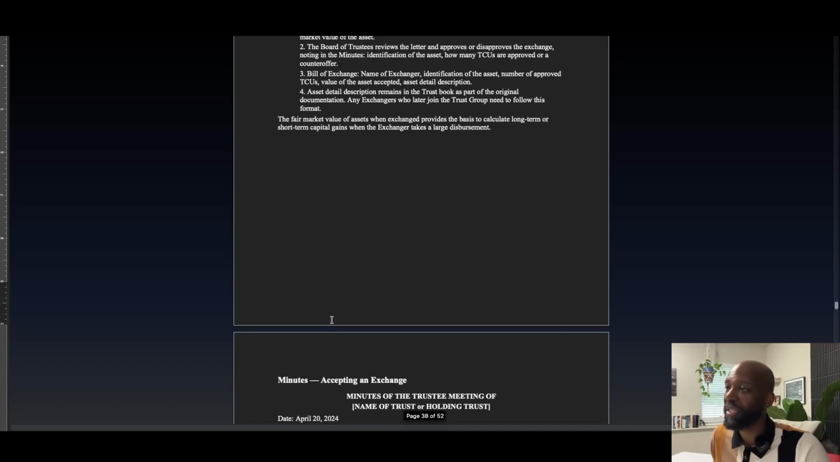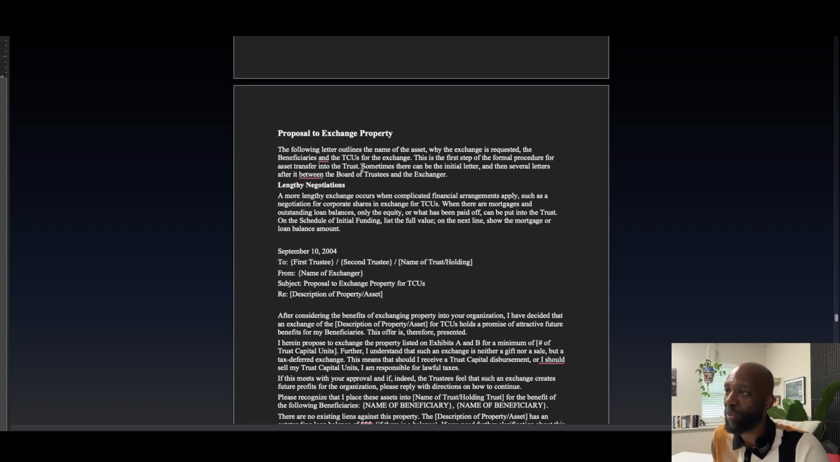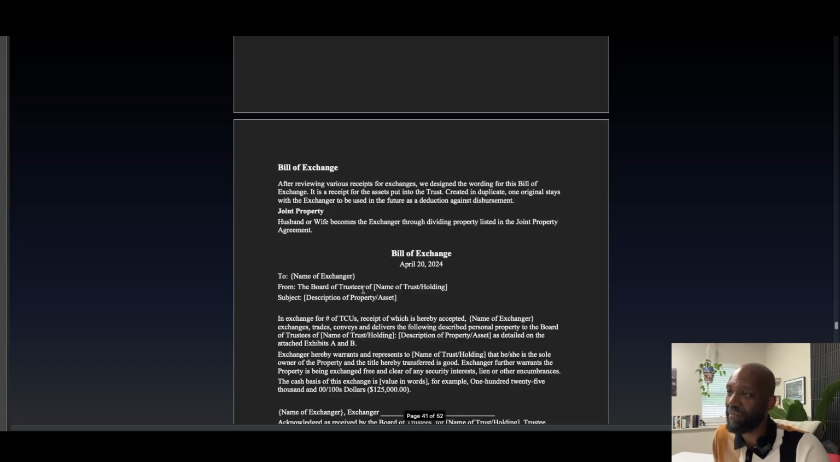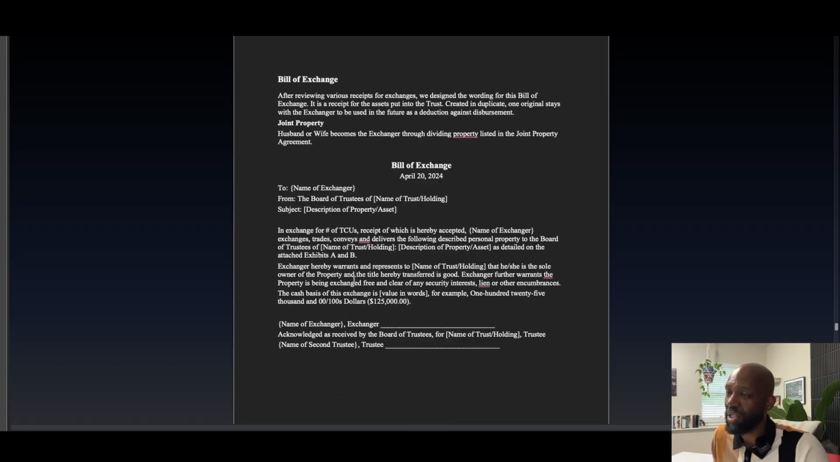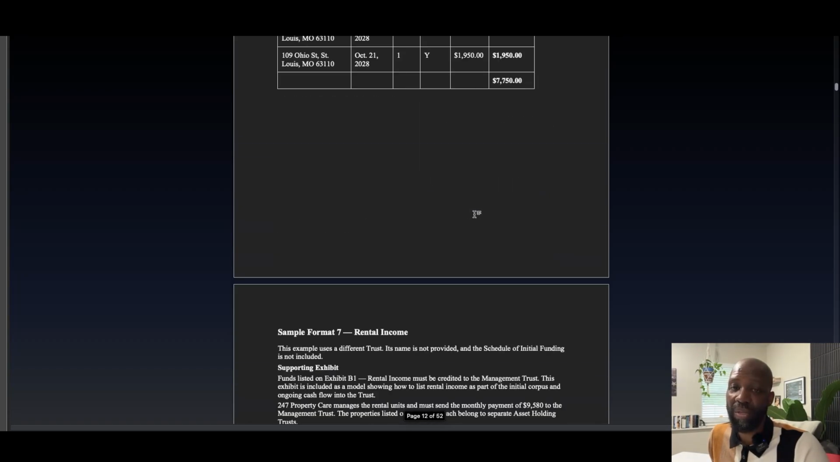What else do we have here I could show? Proposals and exchanges, right? Minutes of the trustee meeting. Put your name in the trust or the holding trust, like we said earlier, right? Proposal to exchange property. What they're trying to give to get in. If it's a bill of exchange, it's a negotiable instrument. Asset. What does it do? What is it? The description. What's the model number? The date of the exchange. How many? How much they cost? And then a total. Too easy. You can do this. You can most certainly do this.